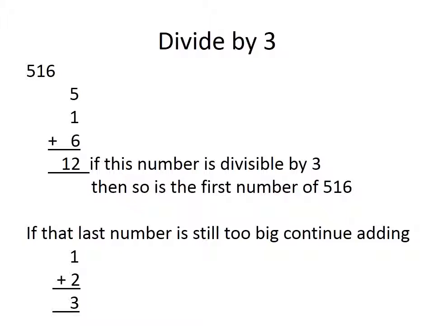516. We add the 5 to the 1, add 6, and our answer is 12. If this number is divisible by 3, then so is the first number. If you're still not sure whether 12 is divisible by 3, take a next step and add the 1 and the 2, and you'll see that it equals 3. So yes, 516 is divisible by 3.